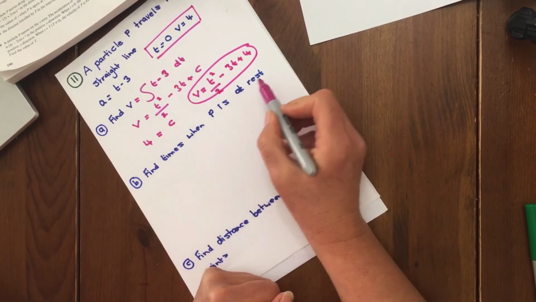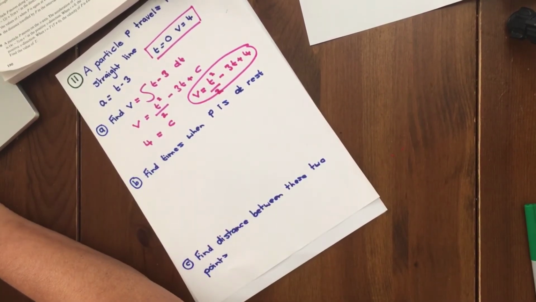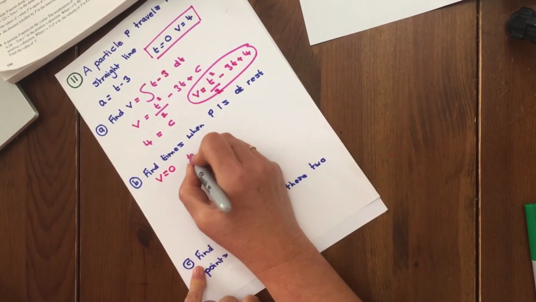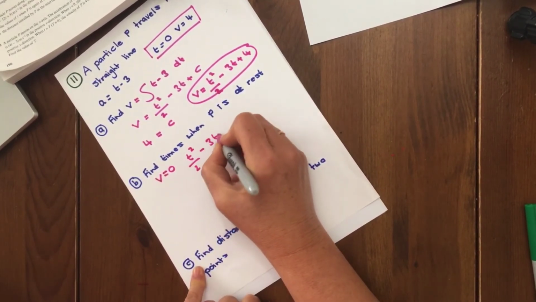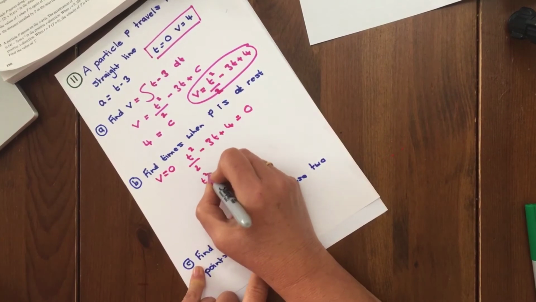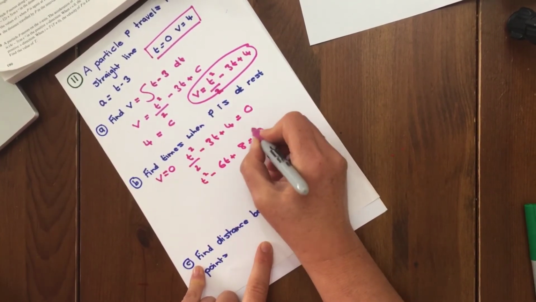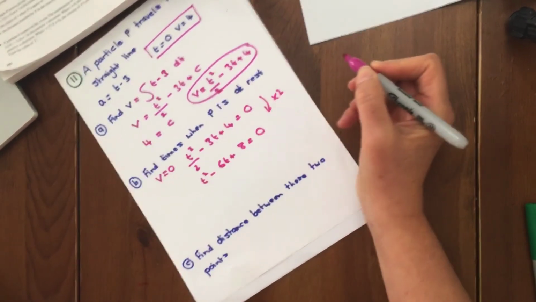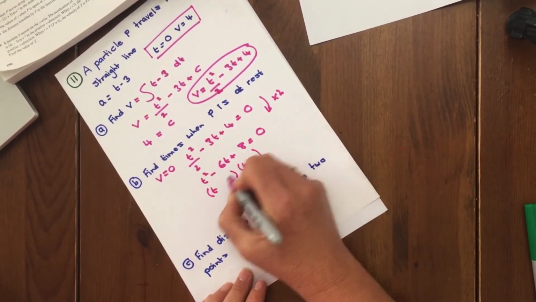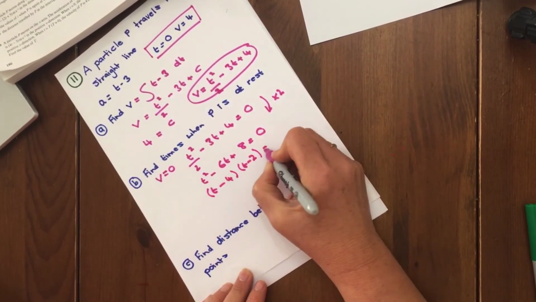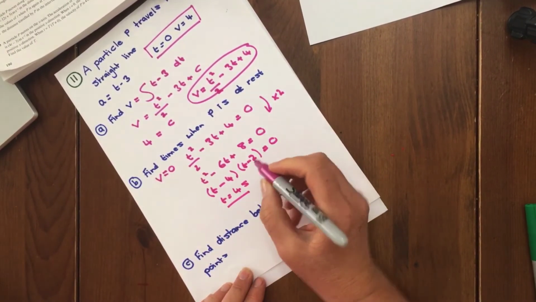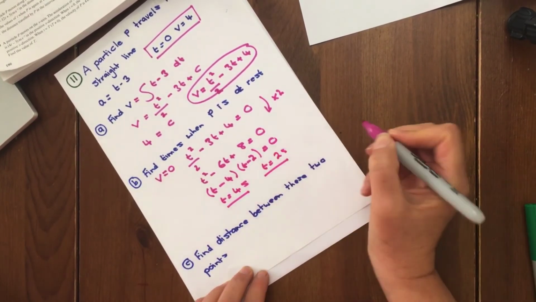Find times when P is at rest. So to do that, we need to put v equal to nothing when it's at rest. So we're looking at this equation here is equal to 0. So we want to solve this. I'm going to get rid of this fraction by timesing each term. Remember to times every term by 2. Doesn't change the equation. Hopefully this will factorise. Yes, it does. I can see I'm going to get t, 4 and 2, and both will have to be negative to get my negative 6. So it's at rest when t equals 4 seconds and when t equals 2 seconds.